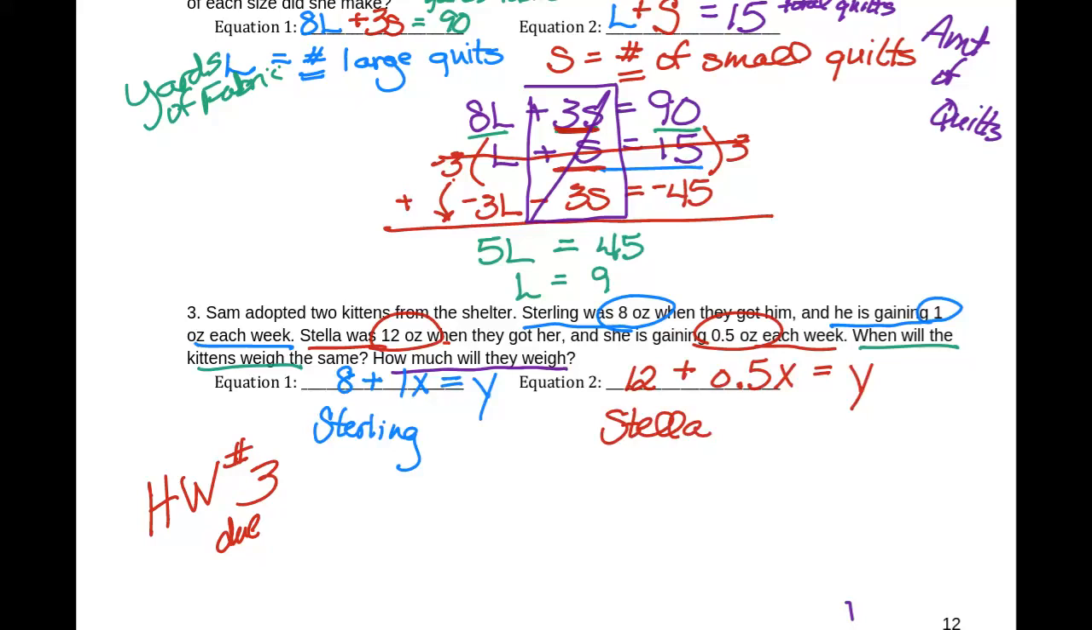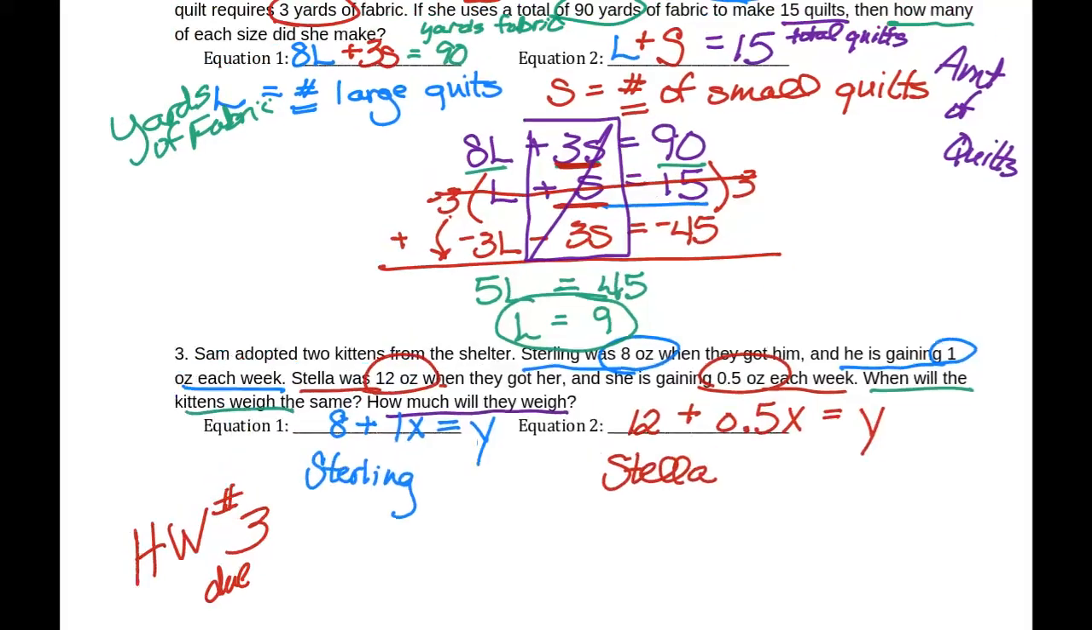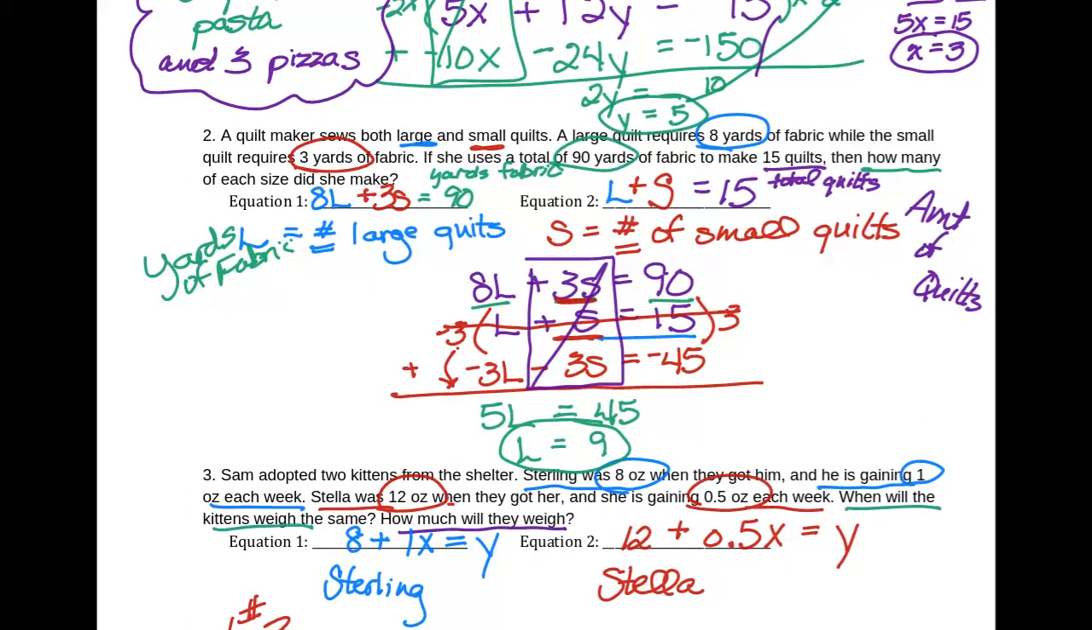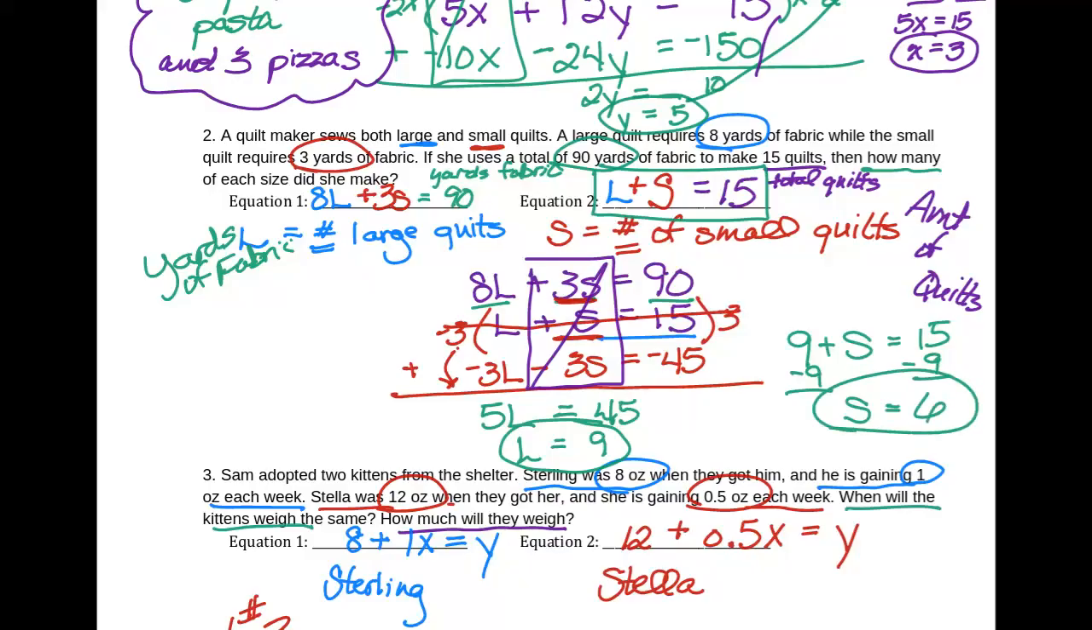No, that's only the large quilt. So substitute that back in to one of the equations. One equation is a whole lot simpler than the other. I hope you use this one and substitute in. L is 9. 9 plus S is equal to 15. Take away 9. So small quilts are equal to 6.